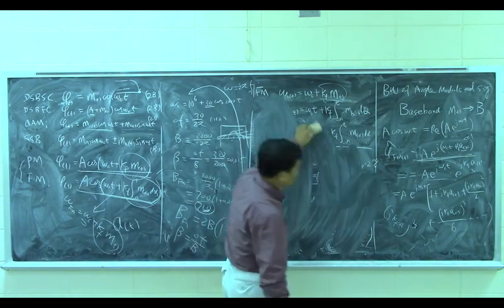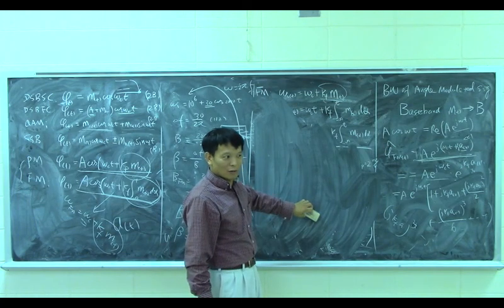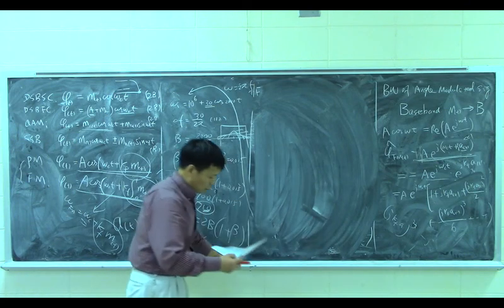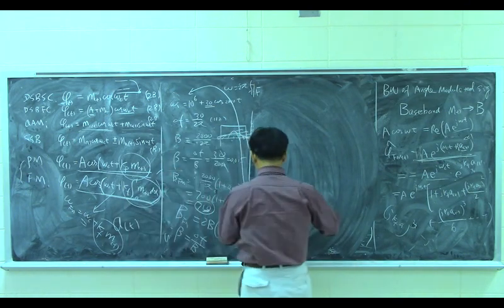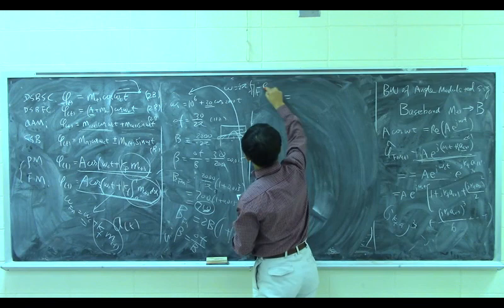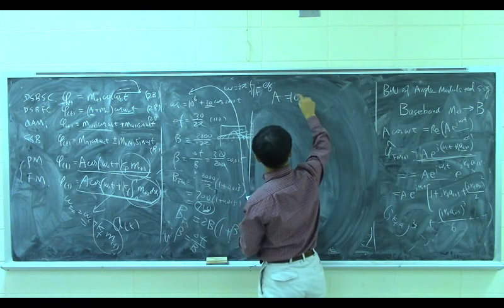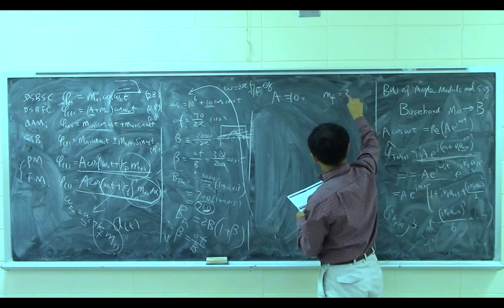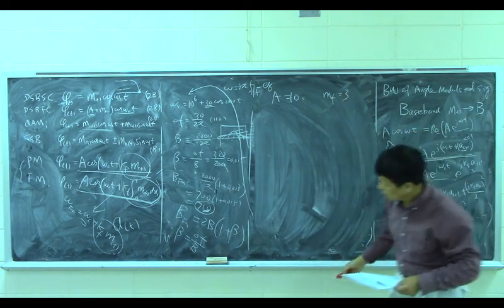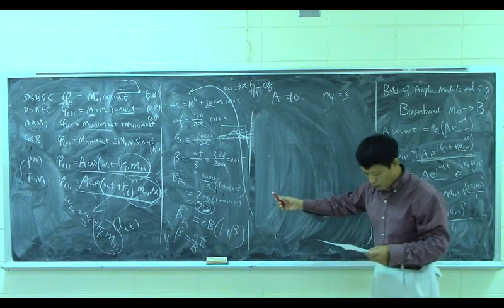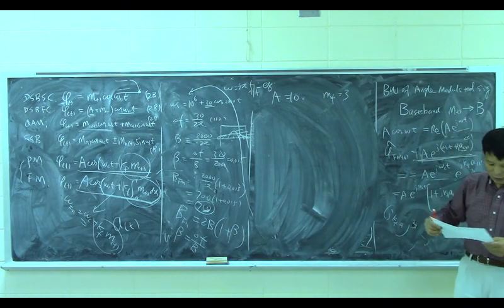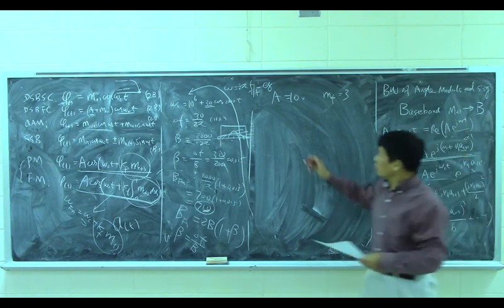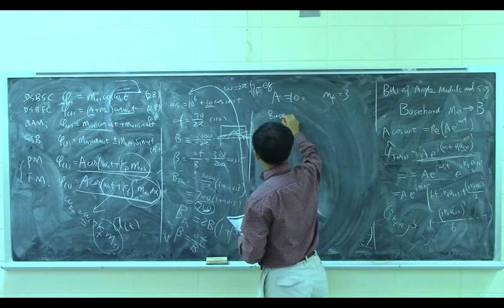To be frank, it's not easy to calculate this. So we can use only very simple examples to give us the idea how we treat this kind of problem. So assume A equals 10, and the MF, that is called a modulation index. MF is delta F over B. Modulation index equals 3. And suppose the baseband is just a cosine function.